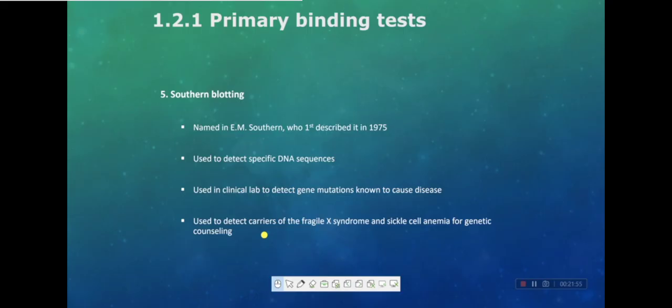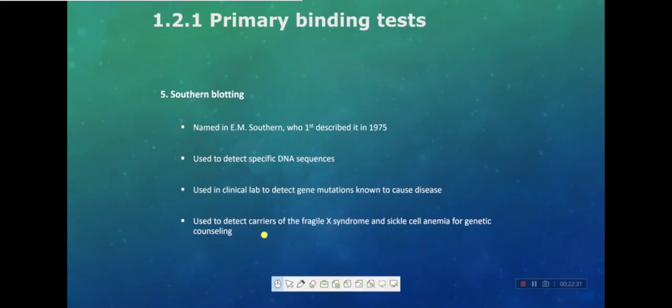Now talking about the southern blotting technique. The southern blotting technique was first described by the scientist Southern in 1975. It is a method used in molecular biology for the detection of specific DNA sequences in a DNA sample. Southern blotting combines transfer of electrophoresis-separated DNA fragments to a filter membrane, and then subsequent fragment detection by probe hybridization is performed.